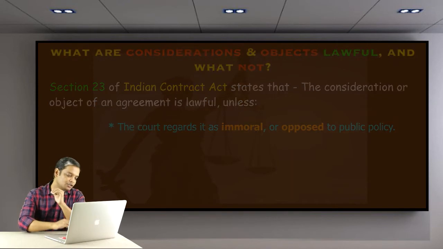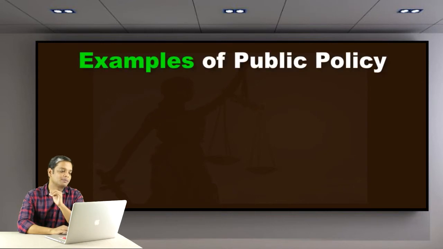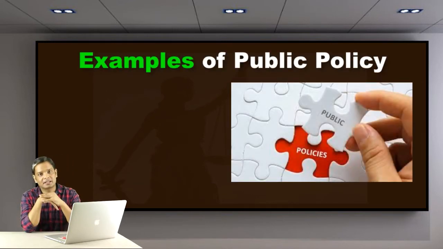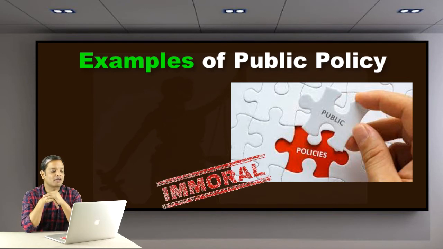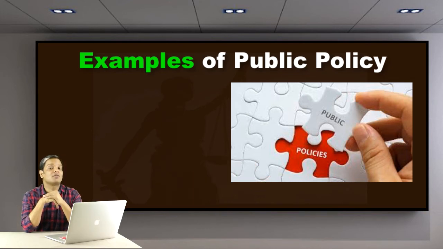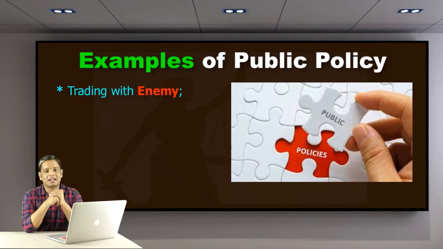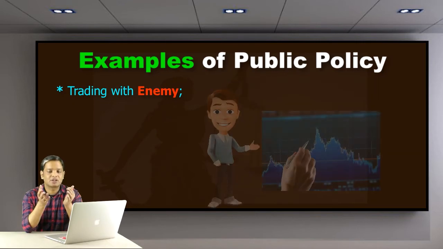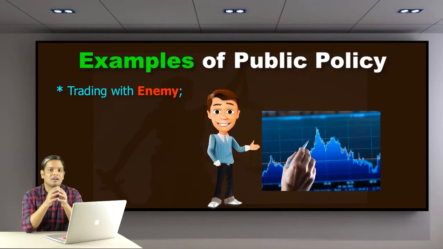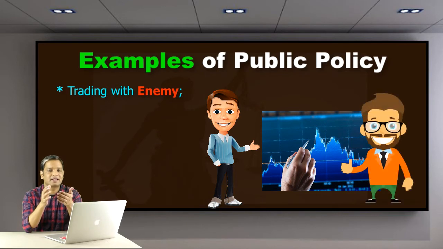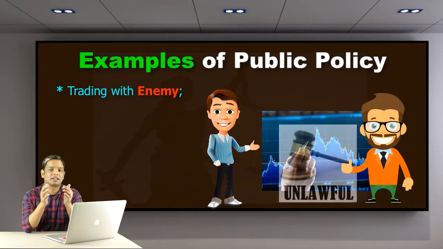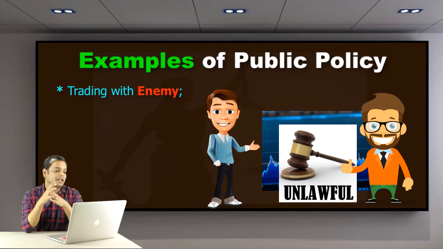Now check out the examples of public policy. As we discussed in the last point, the court regards it as immoral or opposed to public policy. Immoral you can appreciate. Now let's check what the meaning of public policy is. Public policy includes trading with the enemy. Though the item that you are trading is lawful, the person with whom you are trading is unlawful, in the sense that he is an enemy. So that is the meaning of trading with the enemy.